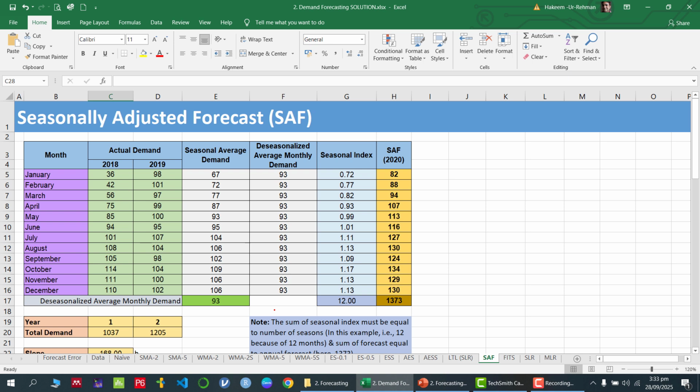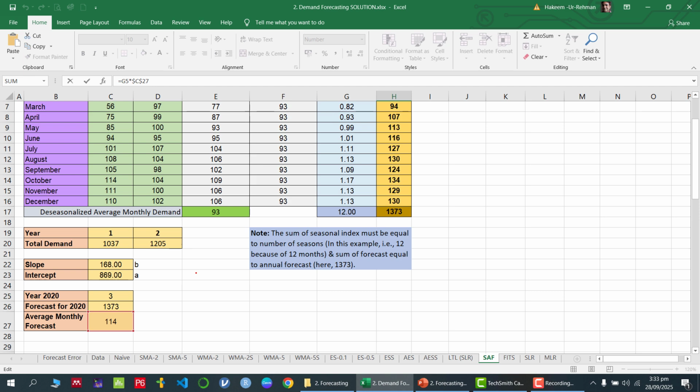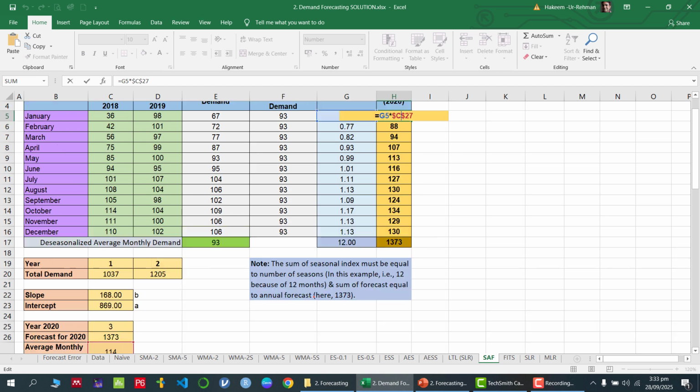Now, in order to calculate the monthly forecasted demand using the seasonal adjusted forecast method, we multiply this seasonal index by this 114.